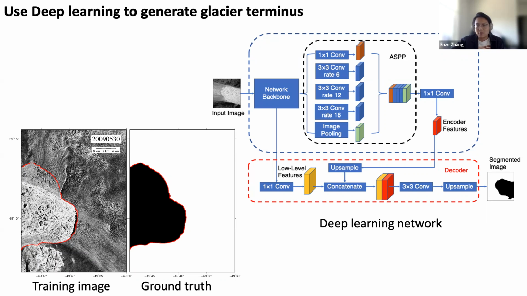So that's what we call network training. Let the network learn from the training data set. After the network is well trained, we give the network some new remote sensing images, and it can predict this black-white binary image, and we can generate or extract the glacier termini from them.